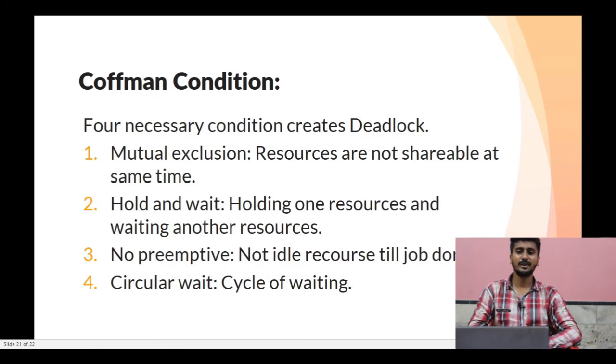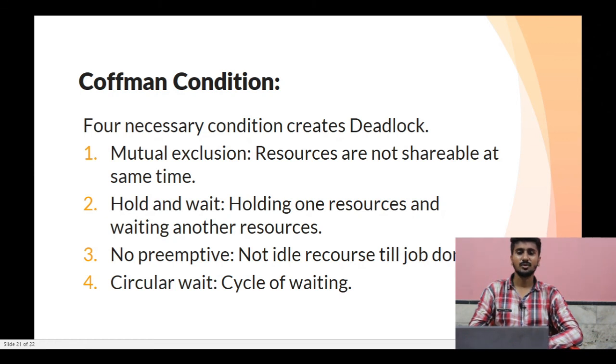What is Coffman condition? Coffman conditions describe how a deadlock is created. Number 1, mutual exclusion. Resources are not shareable at the same time. As I told you, we only have one resource, but there are three jobs, so it creates a deadlock. Number 2, hold and wait. Holding one resource and waiting for another resource. Means we have only one resource, but we have three jobs, so we have to make two jobs wait and one hold to be executed. Then we will let the other jobs be executed.